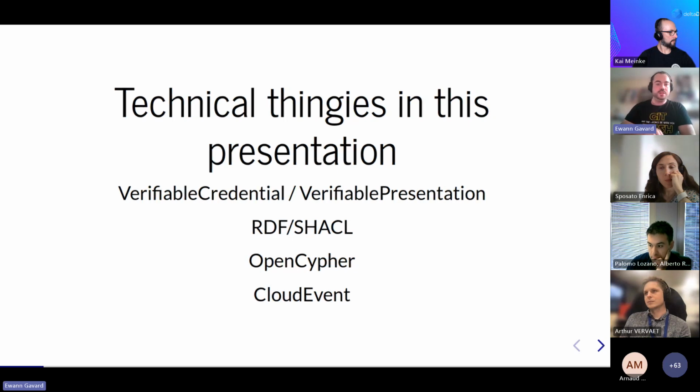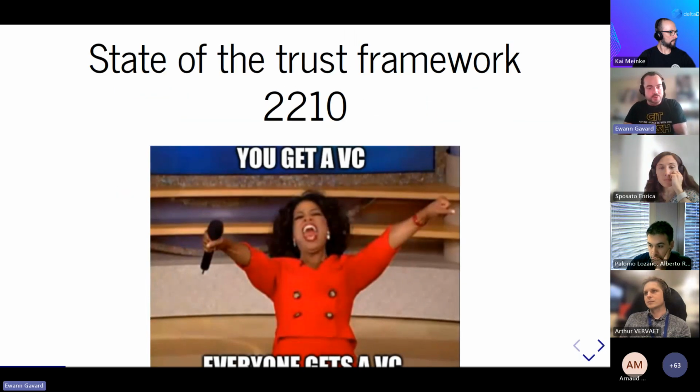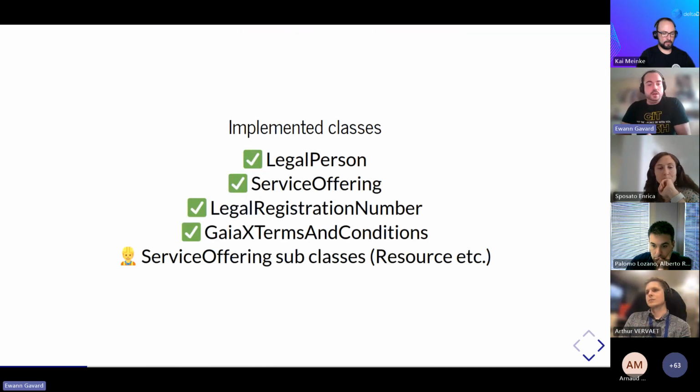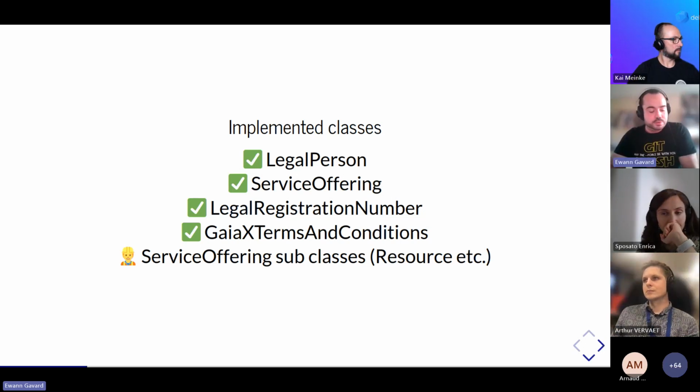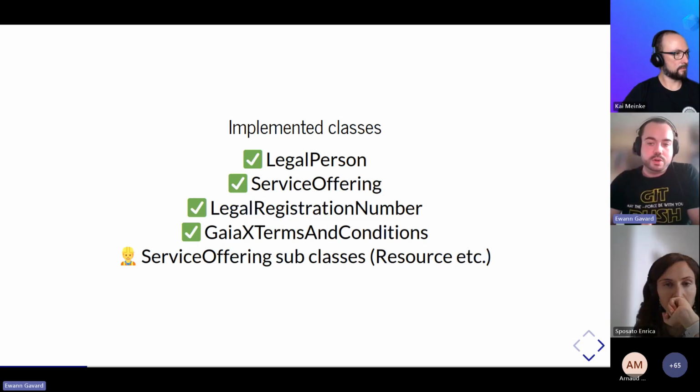So let's get started. What is the state of the Trust Framework 2210 and how is it implemented at the moment? We already implemented the legal person, the service offering, legal registration number, and Gaia-X terms and conditions. Service offering subclasses such as resources, data resources, virtual resources, physical resources are a work in progress in the service characteristic working group. And they made huge progress lately, so we expect them to be available real soon, in the upcoming weeks.